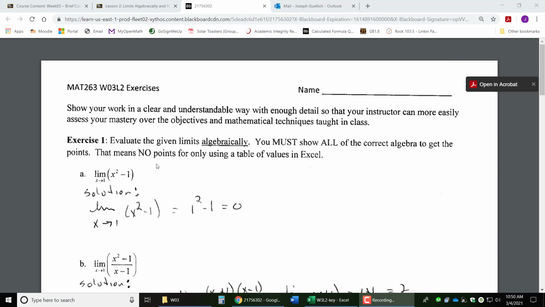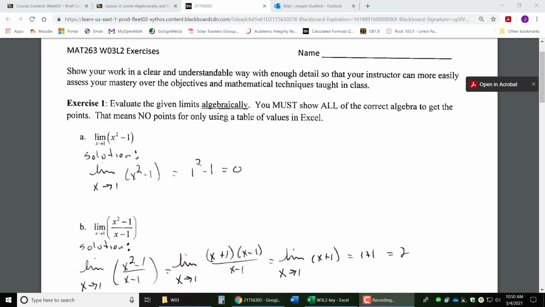Okay, let's take a look at some more things. So these are all algebraically again. This one doesn't involve anything other than plugging the number in. So you can see my solution. I'm writing the original information with the limit notation, and then I am plugging the number in without the limit notation. There's the answer.